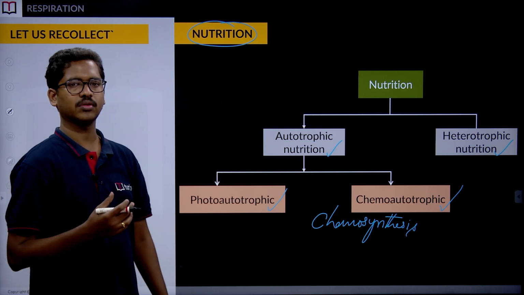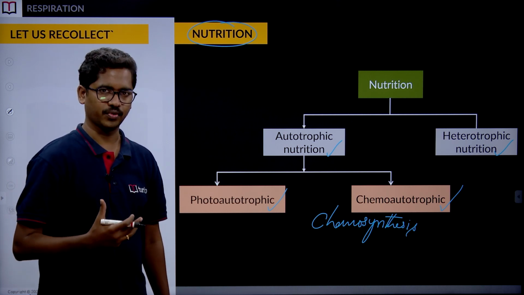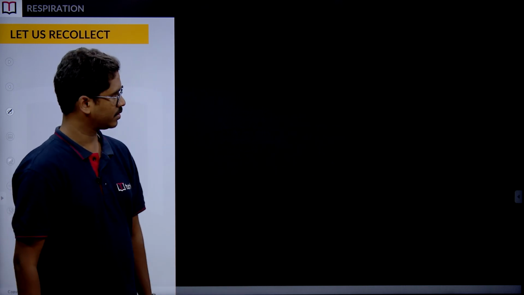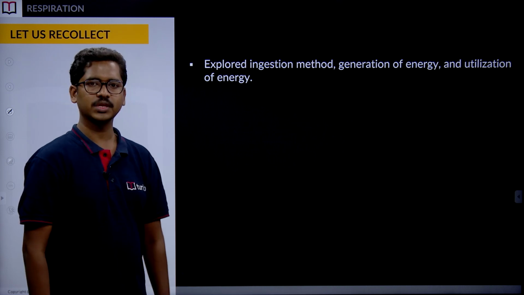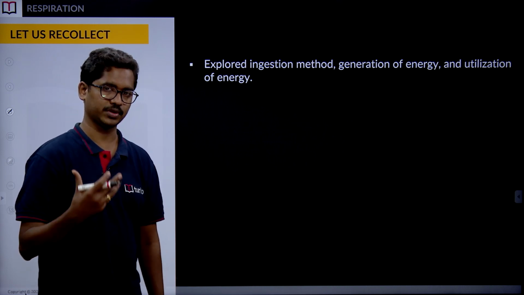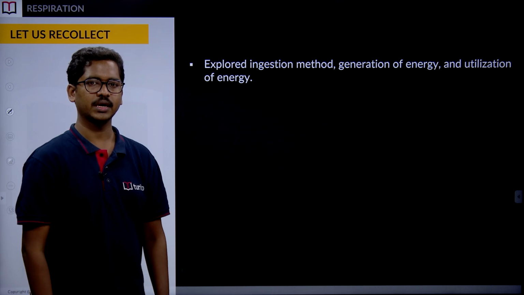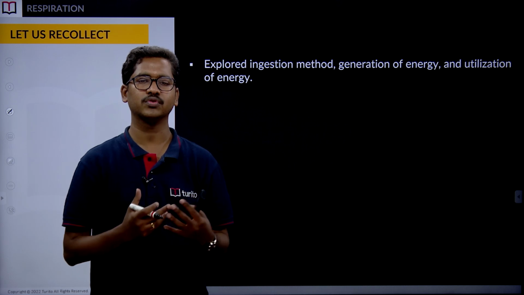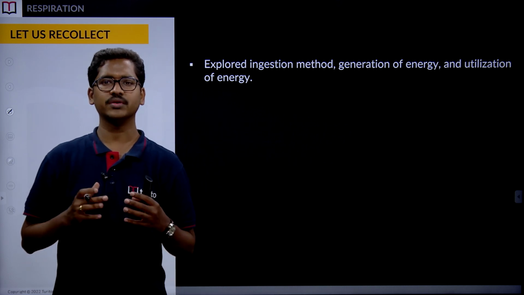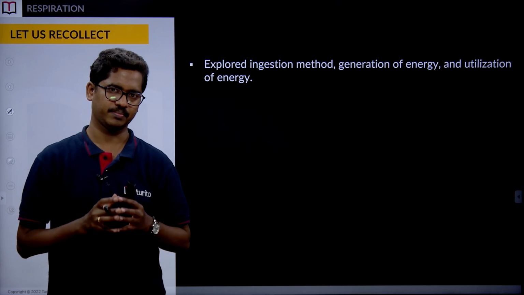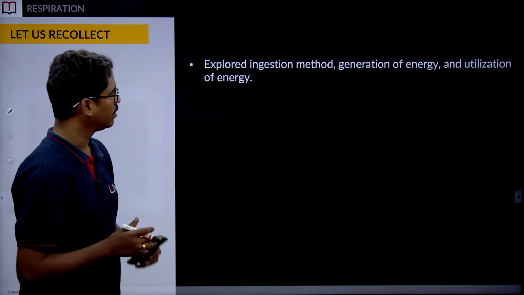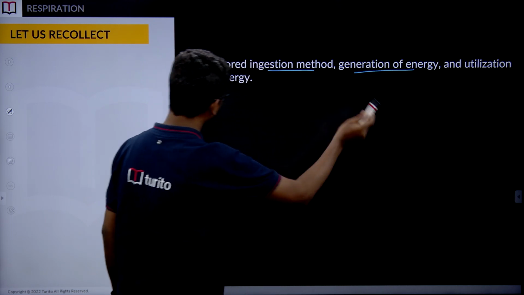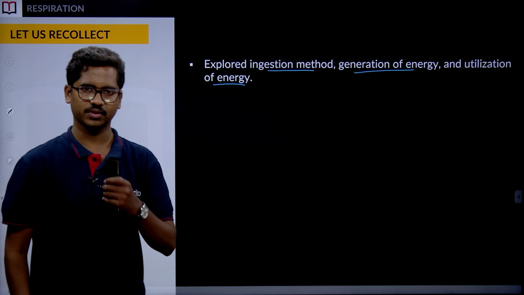So, using the chemicals, the organisms are synthesizing their own food. That is the process we learned in chemoautotrophic nutrition. Followed by, we looked into the process of nutrition as a whole. What is nutrition? We understood that it is the mode by which an organism takes in food, how it uses that food to generate energy, and how it utilizes that generated energy. We try to understand the same thing: ingestion method, generation of energy, utilization of energy. That is what we have seen.